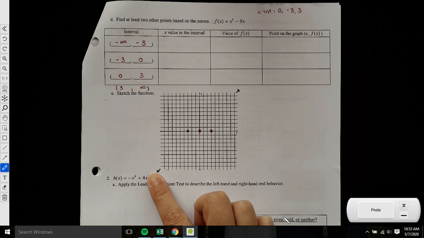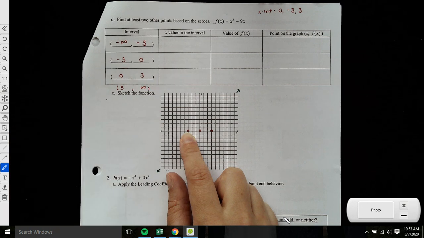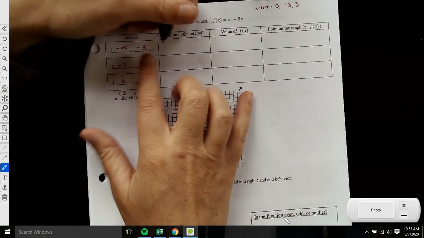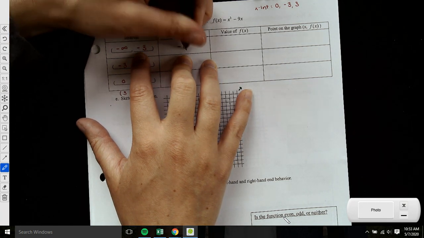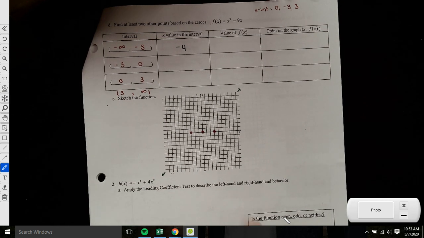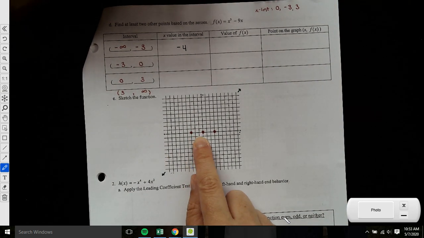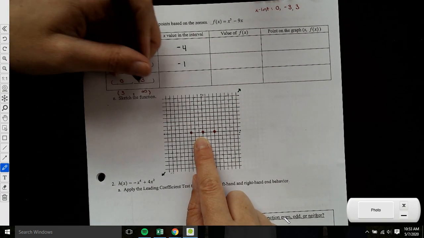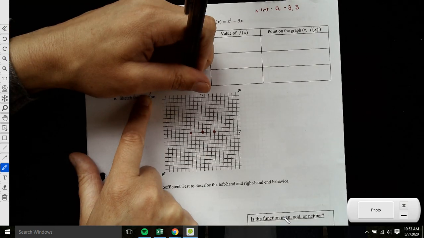So from -infinity to -3, I need to pick an x value within that interval. I am just going to pick the one closest to -3. I'm going to pick -4. Between -3 and 0, I can pick any value. I can pick -2 or -1. I'm going to pick -1. Between 0 and 3, I'm going to pick 1. And between 3 and infinity, I'm going to pick 4.